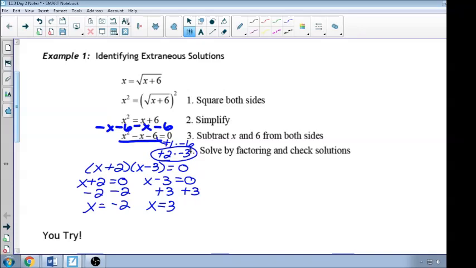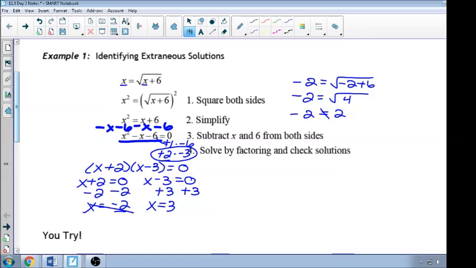However, what we need to do now is go ahead and check our solutions. So I'm going to take this -2 and plug it in for this x and this x. -2 equals the square root of -2 plus 6. Well, -2 equals the square root of 4. For our purposes here, when we take the square root of a number, we do not use the positive and the negative. We just use the positive. So -2 would equal 2. That is not true. -2 does not equal 2, which means that -2 is not a solution for us. I'm going to go ahead and cross that out.